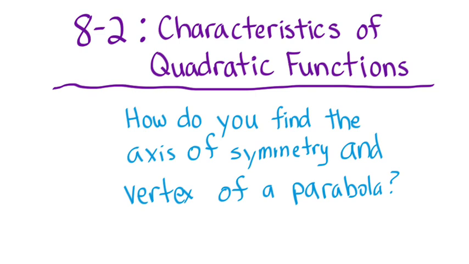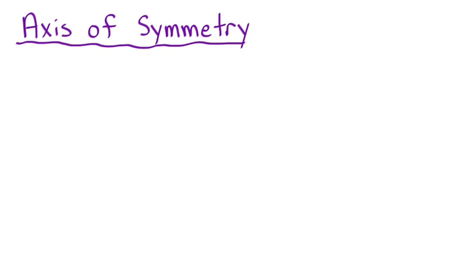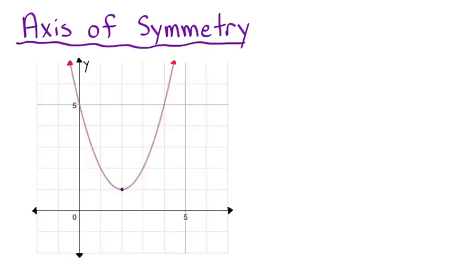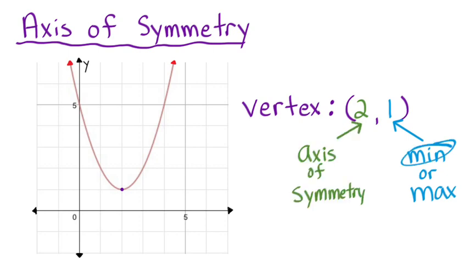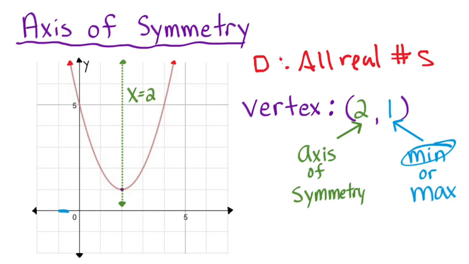So we already talked about the axis of symmetry and the vertex of a parabola, but let's talk a little bit more about how to find them when we're only given an equation. First, let's just review. An axis of symmetry, we already know, is the x value of the vertex, right? So here the vertex is 2, 1. The minimum or maximum is the y value, and the x value is the axis of symmetry, right? And of course, we want to know the range and domain. We would say domain is all real numbers, and the range is greater than or equal to 1.